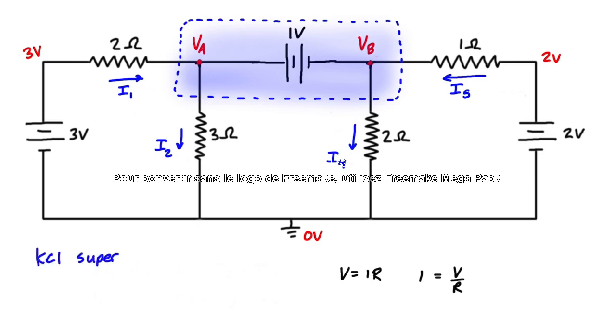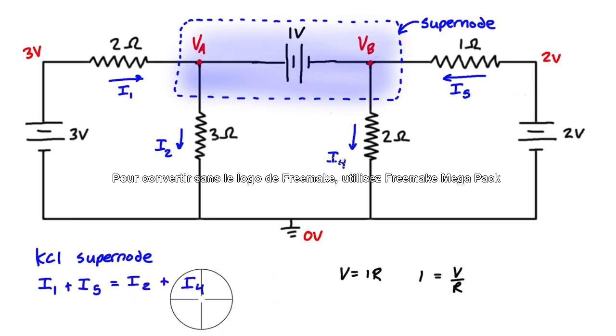So we can write this as KCL of our supernode. We're going to have I1 flowing in and also I5 flowing in, and the ones that flow out are going to be I2 and I4. So this is one of the equations that we're going to use, and we're also going to substitute in Ohm's law here. The other equation that we're going to use is sometimes called the supernode equation, and it relates VA and VB as well. We can see here that VA is just 1 volt higher than VB.